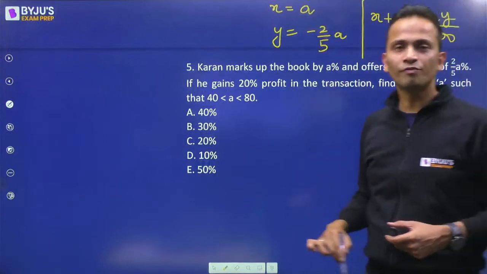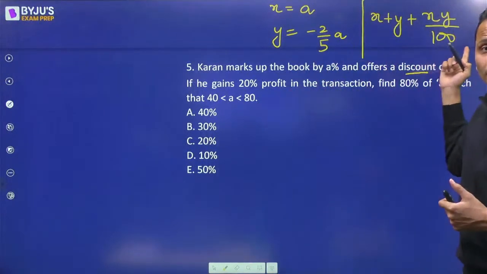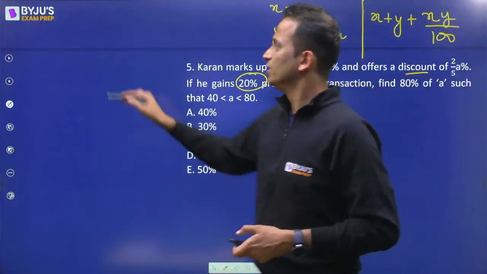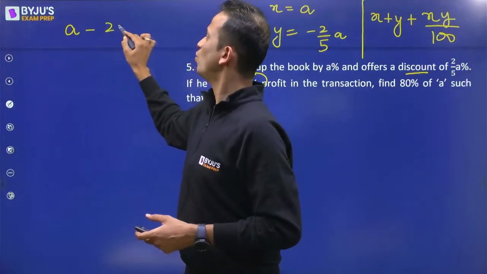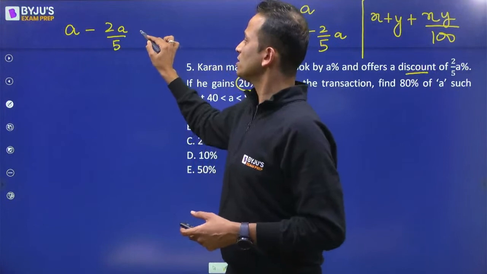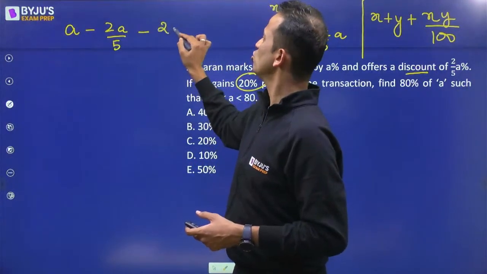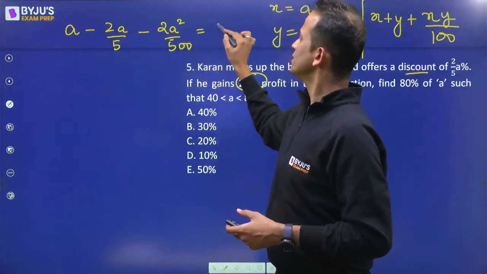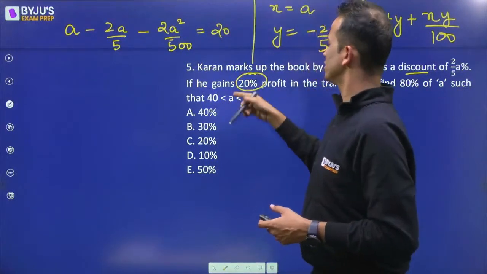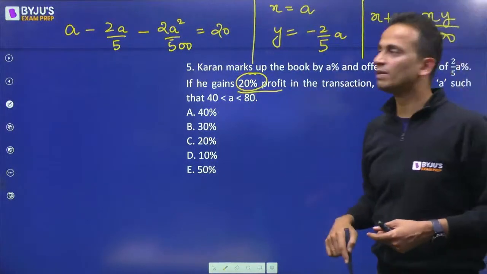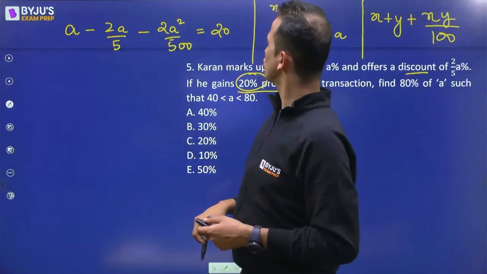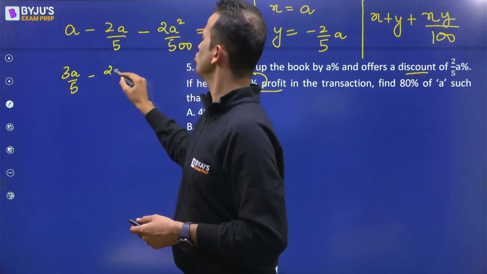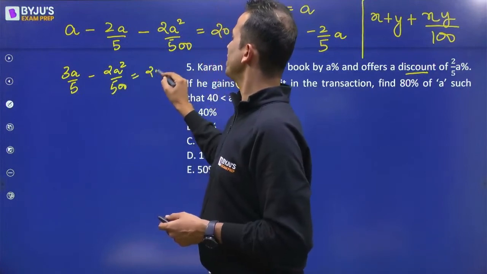So I'll substitute these two values of x and y in the given formula, जो मैंने लिखा हुआ है formula, ठीक है? And we'll try to find out the value of a. So net is 20% profit. So x plus y plus x into y, so it will be negative 2a square upon 5 upon 100, is equal to the net profit, which is 20%. Okay. Now do cross multiplication, get the values of a. So if I do the cross multiplication, this will become 3a upon 5 minus 2a square upon 500 equals 20.